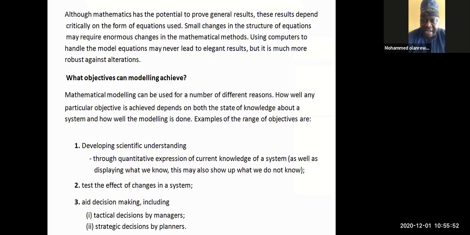Developing scientific understanding through quantitative expression of current knowledge of a system, as well as displaying what we know. This may also show up what we do not know. Take the effect of the changes in a system. Aid decision making, including tactical decisions by managers, strategic decisions by planners.